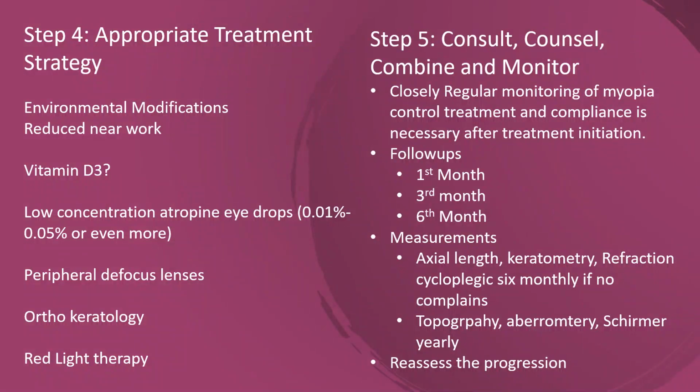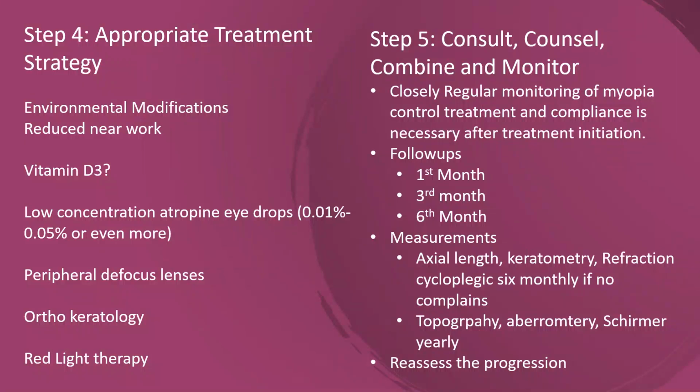Everybody, this is part 2 of chapter 2. In the previous part 1, we understood that it is very important to recognize who are the progressors, which patients would progress. We saw the Brien Holden Vision Institute myopia calculator, and we can calculate on that which patients would progress and which patients may not progress.